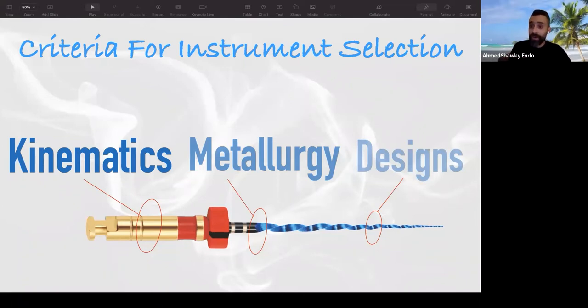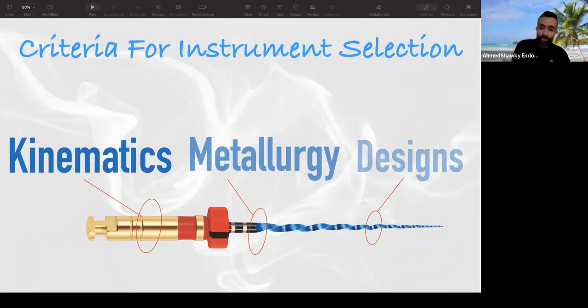The second criterion is the metallurgy. You have to know the metallurgical properties of your file to be able to select the size, the taper, the location of your preparation, whether coronal, full length, single length from beginning to the end, we will know that. And also the design, the clinically relevant design.